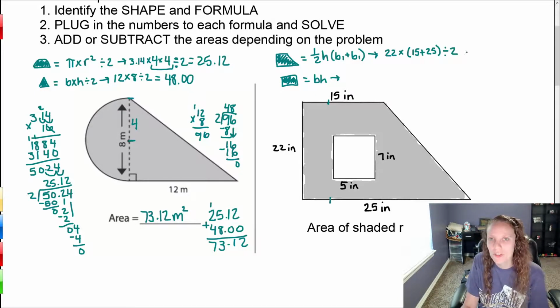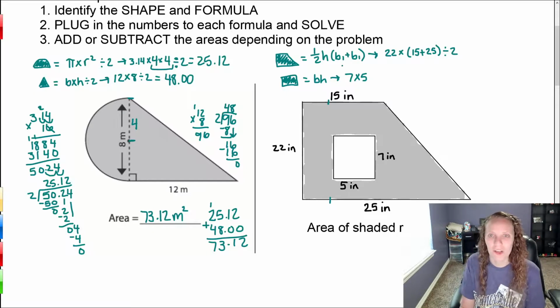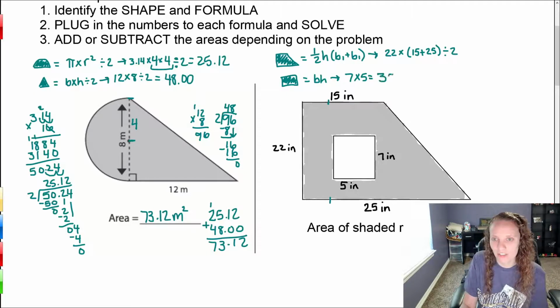And then we also have to divide by 2. So remember, it's much like base times height divided by 2. Now for the rectangle, the base and the height are 7 and 5. So all we're going to do is 7 times 5 on that one. Now that we've plugged in our numbers, we can now solve. 7 times 5 is just 35.